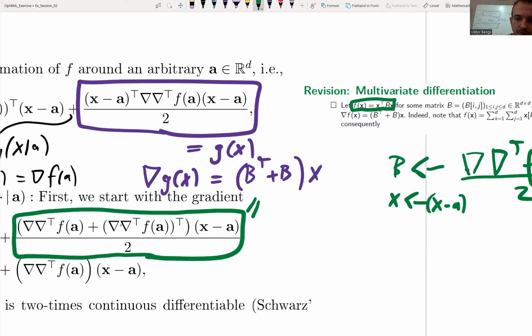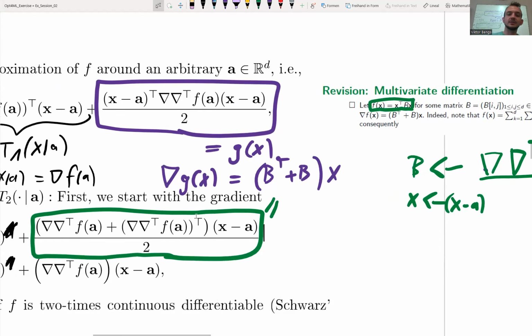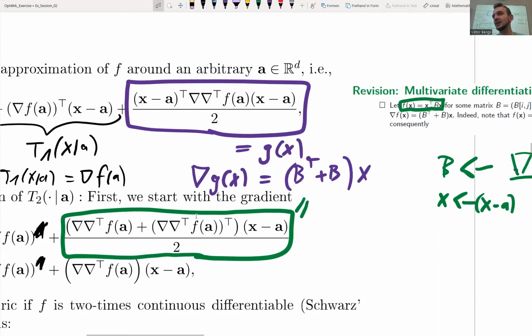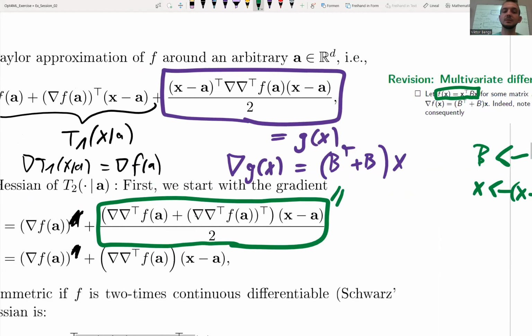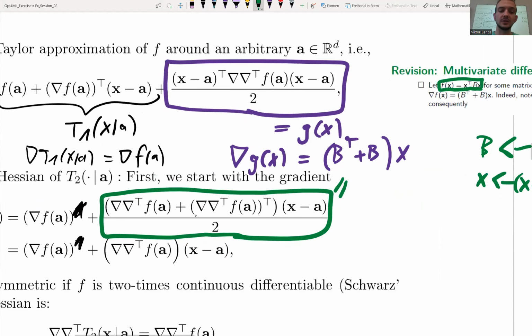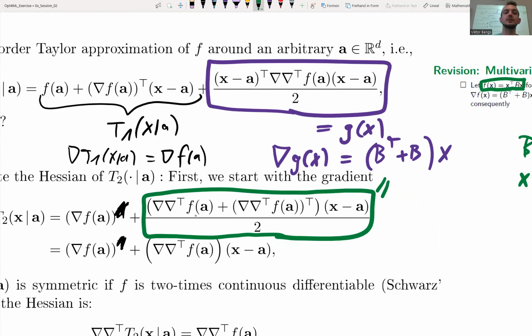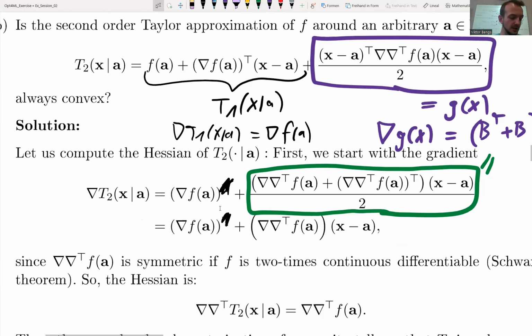Well, we have here that the function f is continuously differentiable. So the Hessian matrix of f at a is symmetric. So here we have 2 times the same matrix. We add it up. 2 times the same matrix, and then multiplying with 1/2 is only the matrix itself. This is how the gradient looks like. All right.